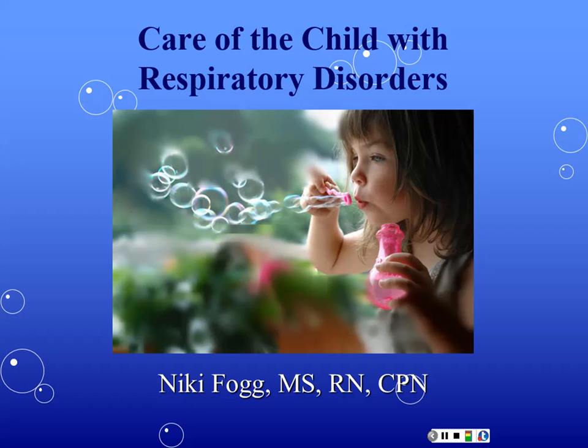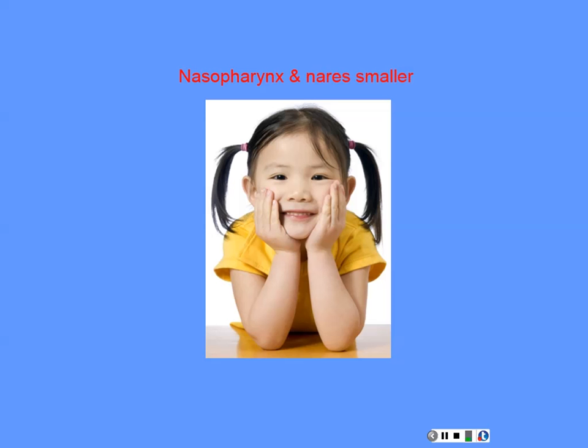So we're going to talk about children with respiratory disorders, chronic, acute, and that kind of fun stuff. So first off, looking at pediatric respiratory differences. When we're talking about children, pretty much everything's smaller, right? They have a smaller nasopharynx. It's easily occluded during infection.